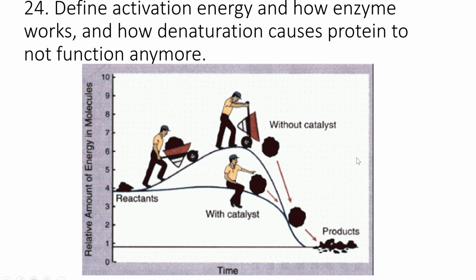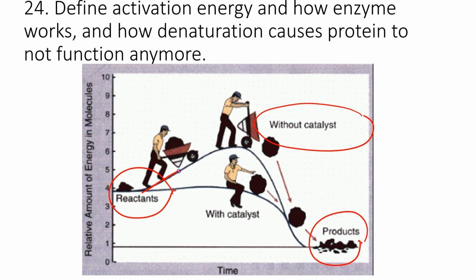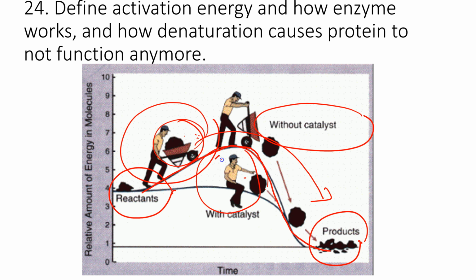So activation energy, remember, is the energy that you need in order to change reactant into product. So let's say without the enzyme, right, the activation energy will be very, very high, and it will be very difficult for you to push the reactants to make product. But with the use of enzyme, the activation energy is going to be lower. That makes it easier for you to push the reactant to make products.